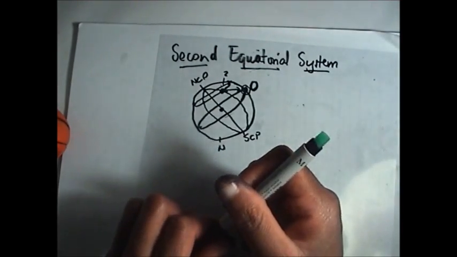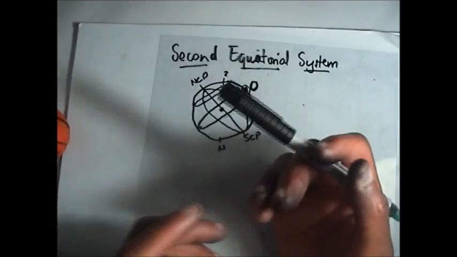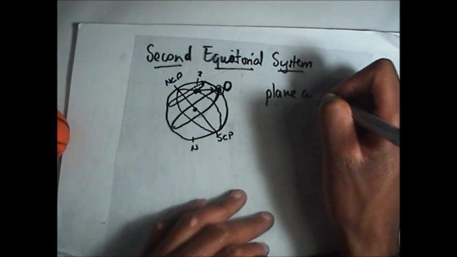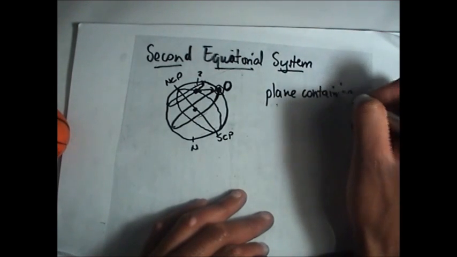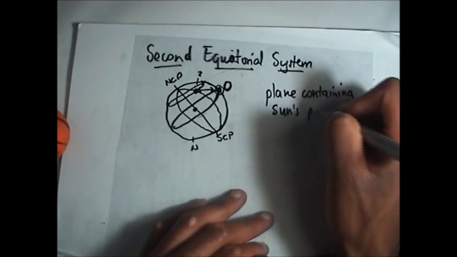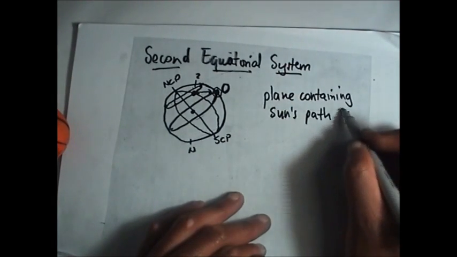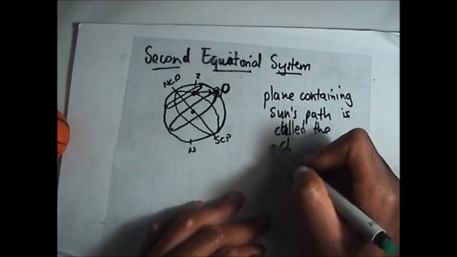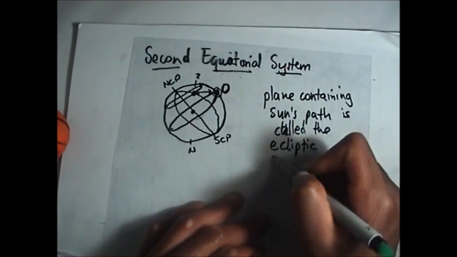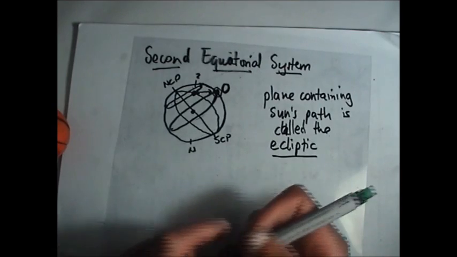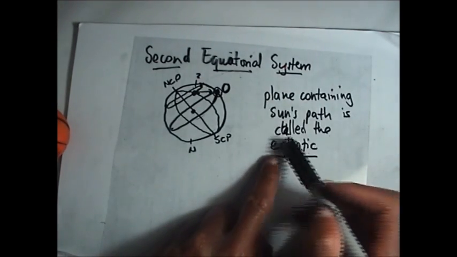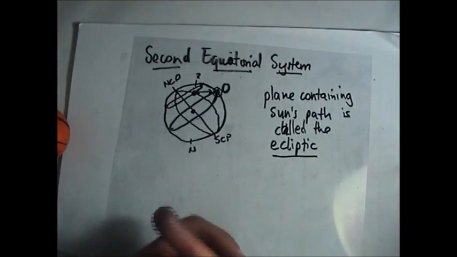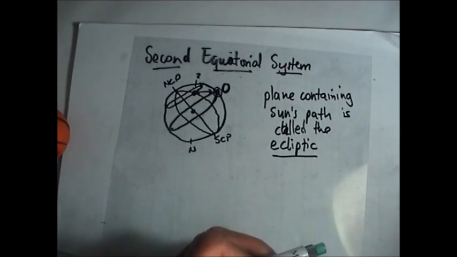The plane containing the sun's path is called the ecliptic. So that is called the ecliptic. The plane of this ecliptic cuts the celestial sphere in a great circle known as the ecliptic. So there's going to be a great circle called the ecliptic, but now we need to know in relation to our diagram, where is the ecliptic?